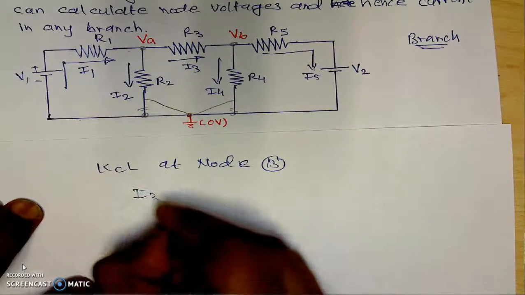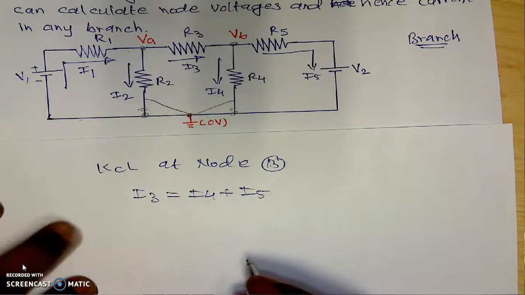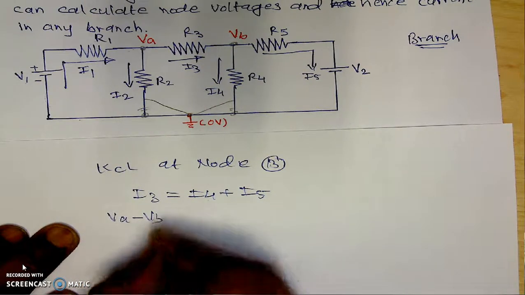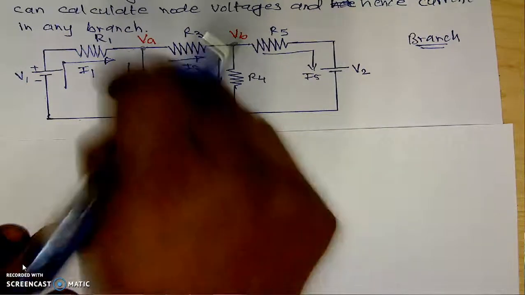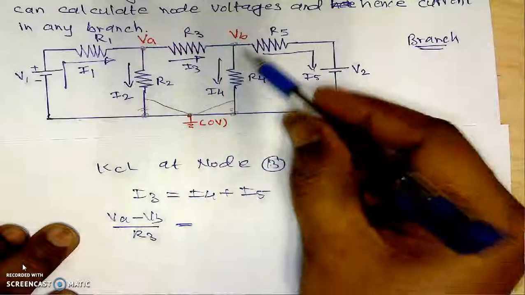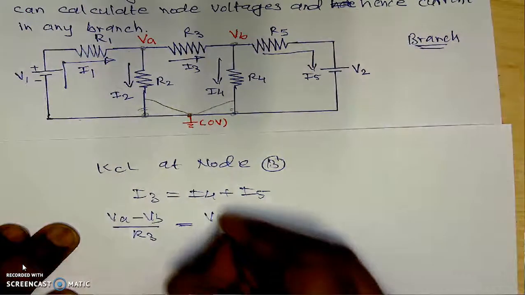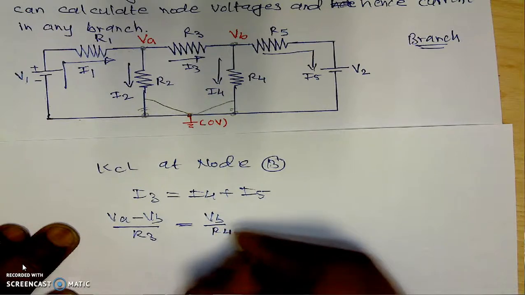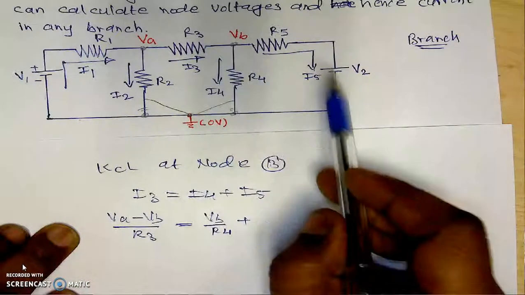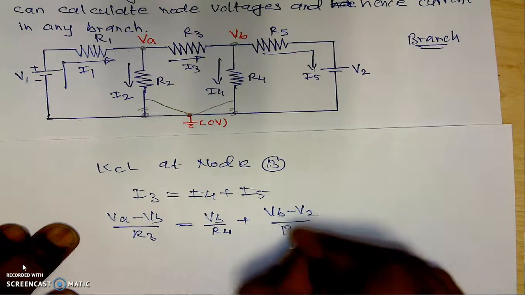This equation will be I3 is equal to I4 plus I5. Then in the similar way, calculate the value of I3, which is again VA minus VB divided by its resistance, which is R3, and this is equal to I4. I4 is the current in this branch. That is VB, potential here is 0. That is VB minus 0, which is VB upon its resistance R4. Then plus I5. I5 is the current in this branch. That is VB minus V2 divided by its resistance, which is R5.